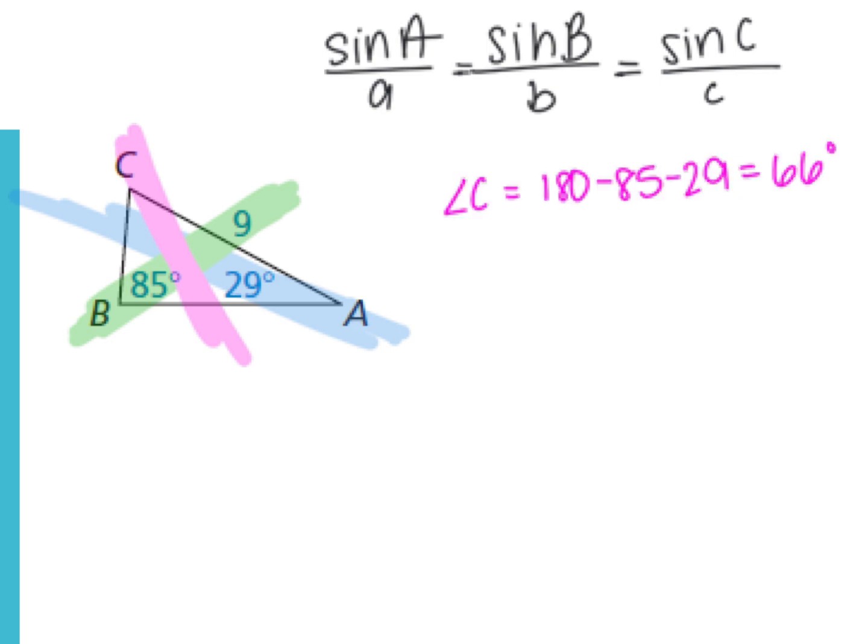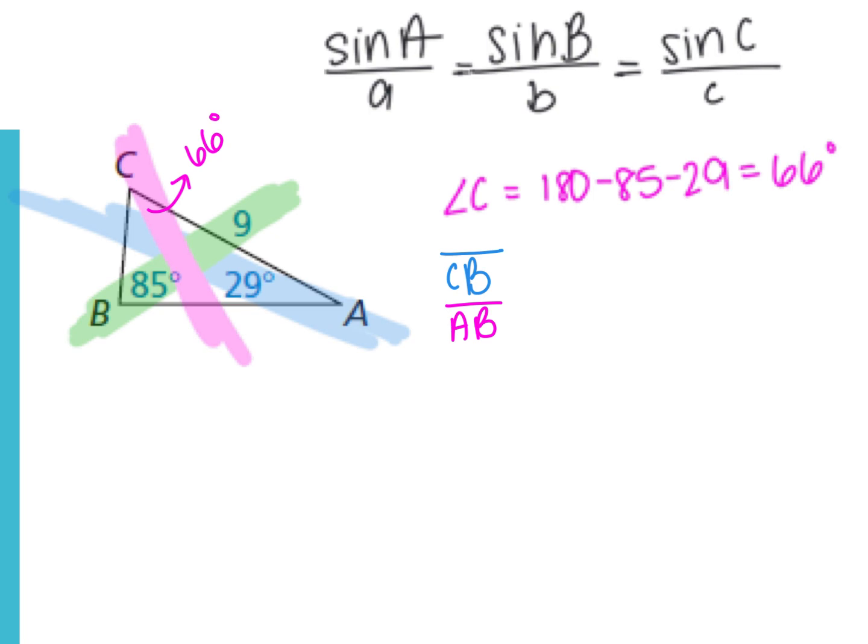66 degrees. You also don't have side A, right? Yeah, we're going to go ahead and find the sides now. I just wanted to find what I could right off the bat, which was the angle. Now I have to find side CB, and then I have to find side AB.